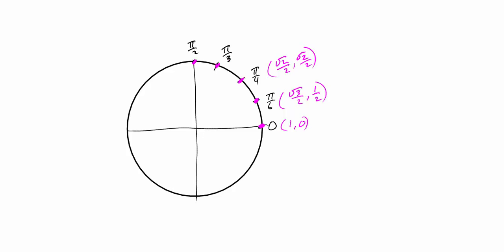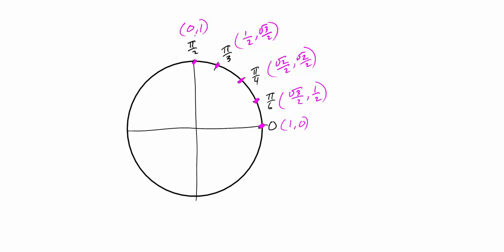And then for pi over 3, it's going to be the reverse of the pi over 6, because we're switching the 30 and 60 degree angle. So therefore, for pi over 3, we have 1/2 for the x and square root of 3 over 2 for the y coordinate. And then at the top of the circle at pi over 2, which would be 90 degrees, your x is 0 and the y coordinate is 1.